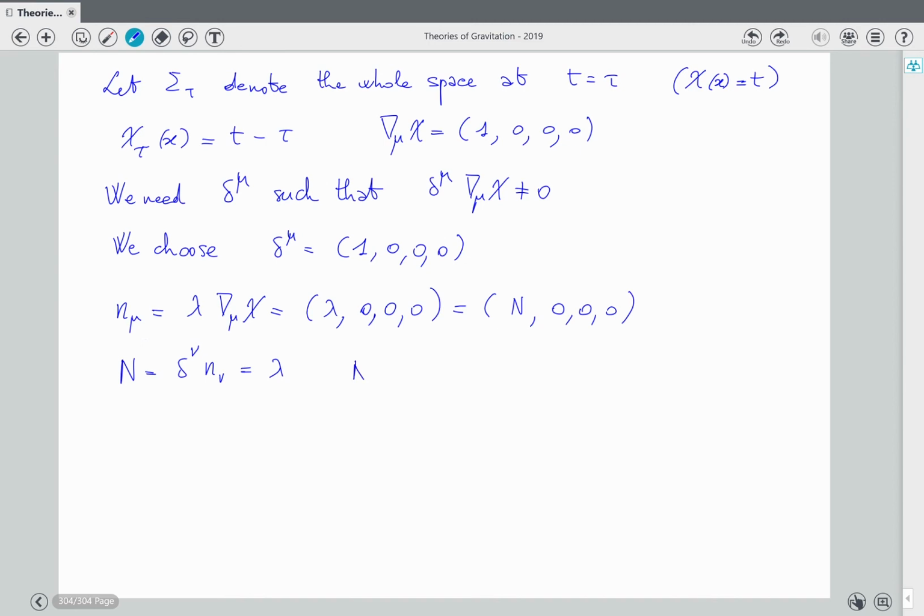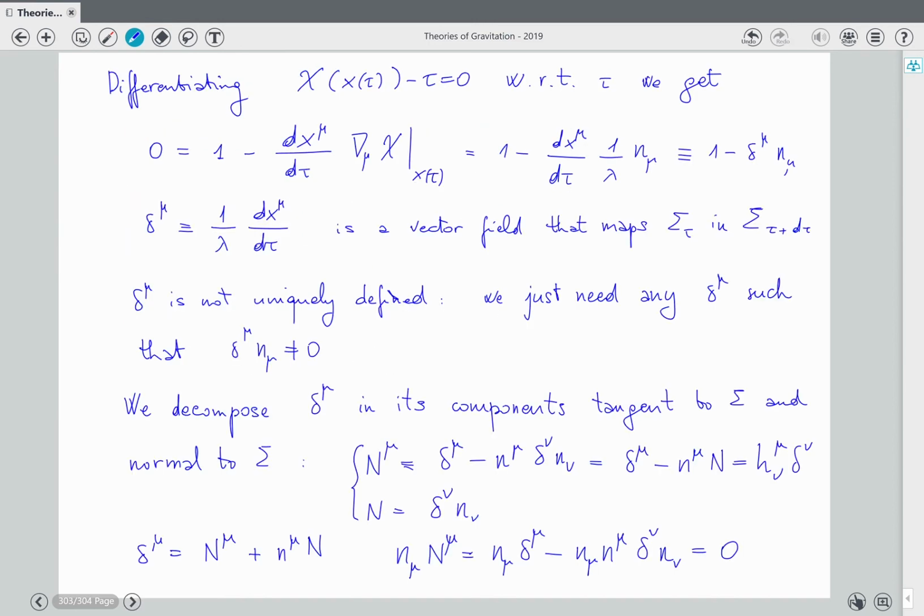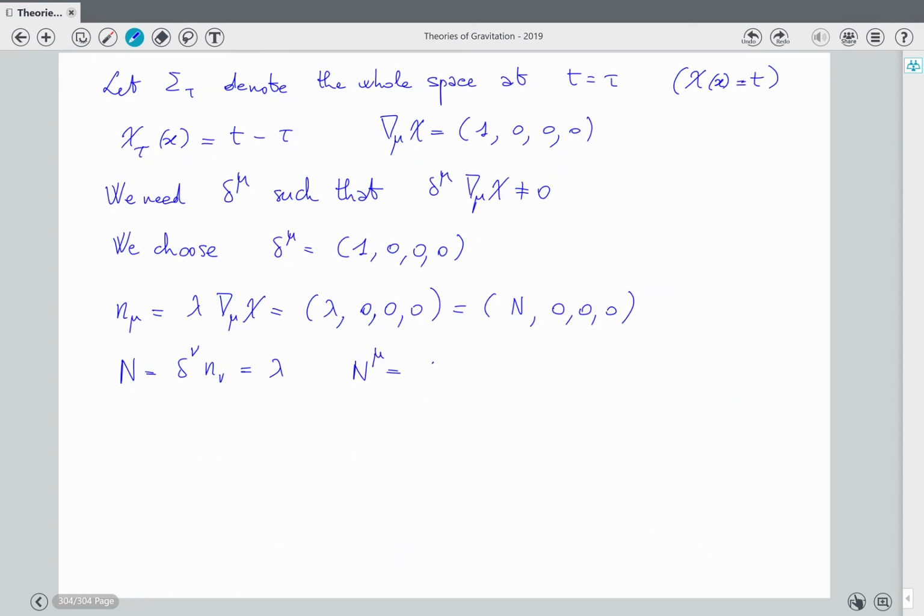So what is capital N mu? Capital N mu is delta mu minus n mu capital N, that is 1, 0 minus n mu capital N. Here you see this capital N is the 0th component of small n with lower index 0, just to say.